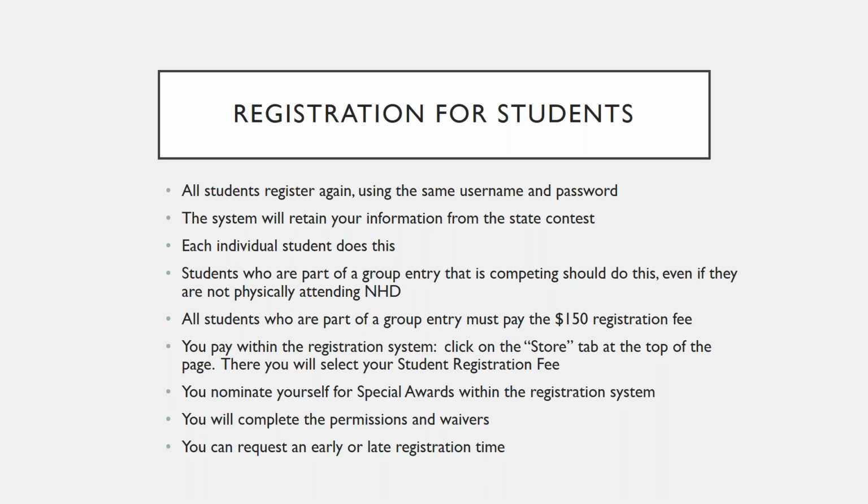Okay, within the registration system, if you click on the Store tab at the top of the page, you select the registration fee. You can nominate yourself for special awards, you complete your permissions and waivers, you complete the medical form, and you can request an early or late registration time. Now, in the feedback that Graham and I are going to be giving you, we will be suggesting certain awards that we think you should nominate yourself for. Not all topics lend themselves to an award. There's about 35 different awards, and so if we think that there's a connection between your project and a particular award category, we will tell you to nominate yourself for this.